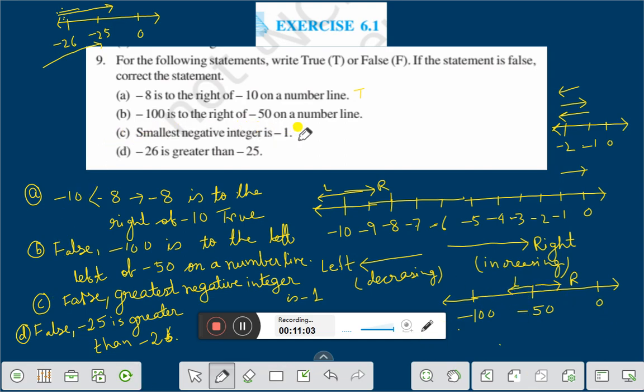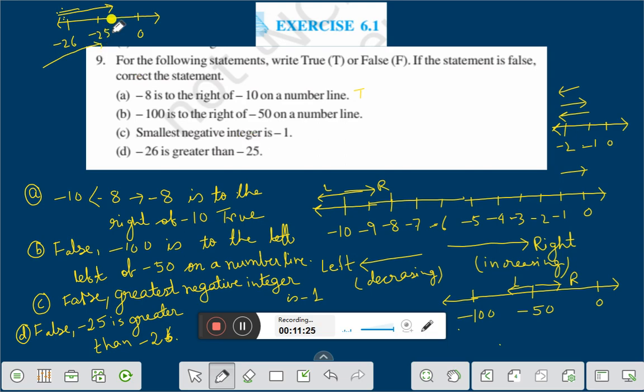Question number C: the smallest negative integer is minus 1. Here if we compare in this direction, that is 0, it is 1, it is minus 1, it is minus 2. Therefore, it is not smallest. In this direction it is decreasing, in this direction it is increasing. Therefore, the greatest negative integer is minus 1, right? Therefore, this is false. The greatest negative integer is minus 1.